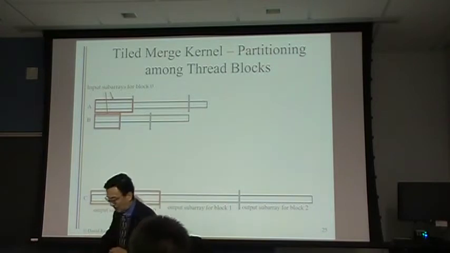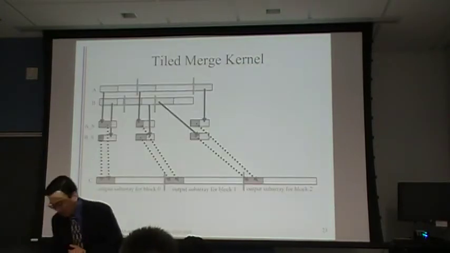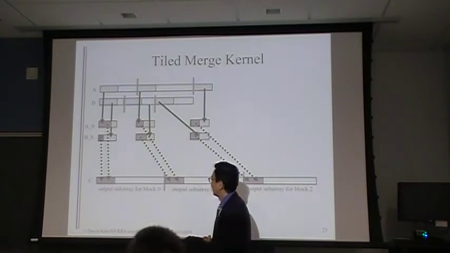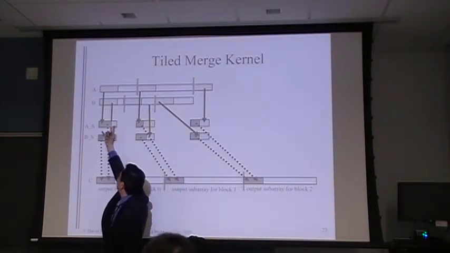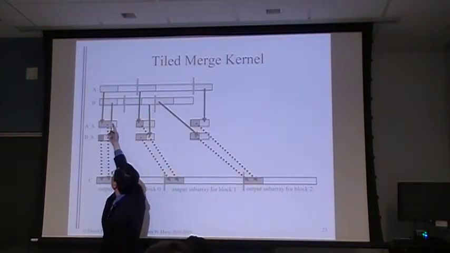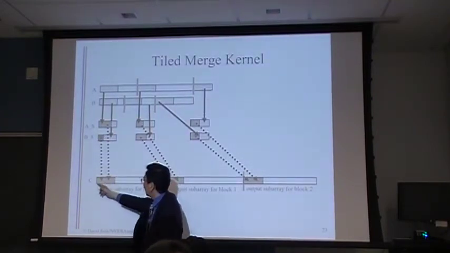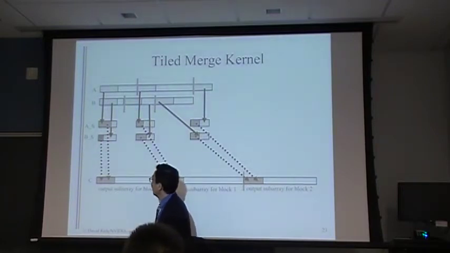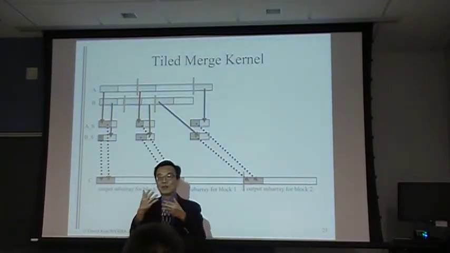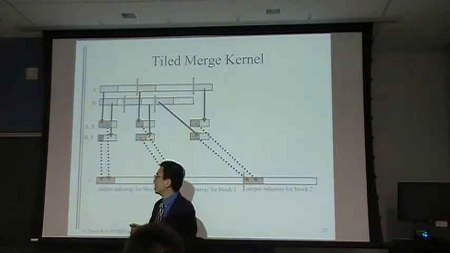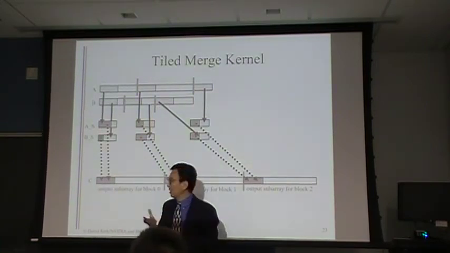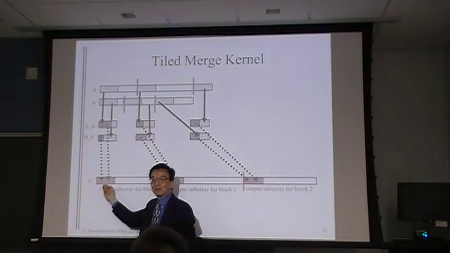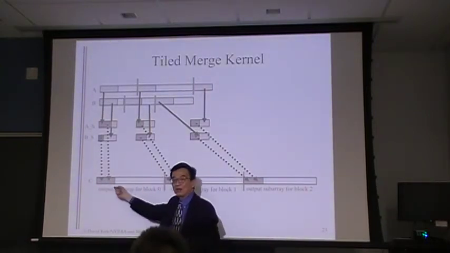So let's go back to the illustration here. Once we know that we loaded a tile of A and a tile of B into the shared memory, and we know that they need to merge into a section of C, this basically becomes a recursive definition of another merge problem. Even though it looks so small on the picture, these may be a few hundred elements. This whole thing should be a few thousand elements, right?